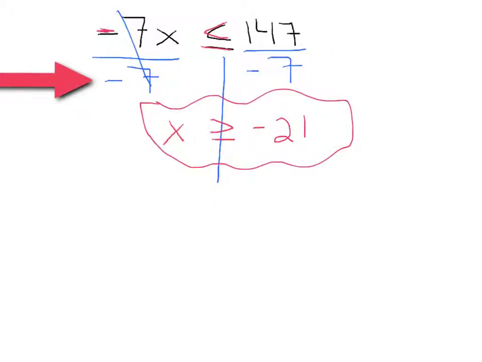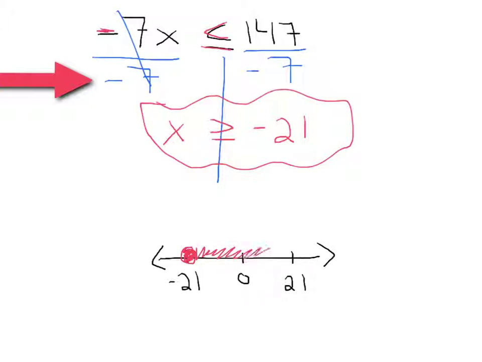So now let's quickly graph that solution. So our answer is at negative 21, and it's once again a closed circle, and it's all numbers that are greater than negative 21. So we're going to shade all numbers larger to the right.